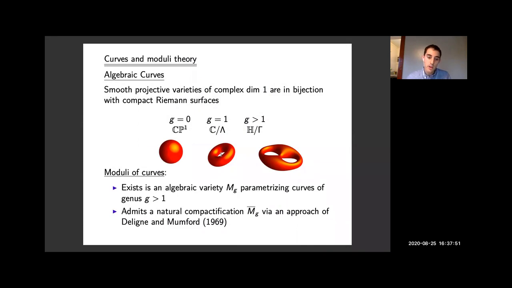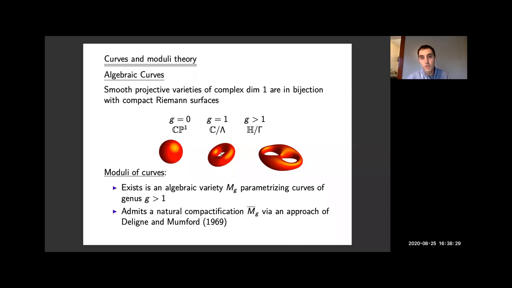If you think about one of these smooth projective varieties, they're essentially going to be the same as complex manifolds in projective space. And these objects, in the dimension 1 case, are in bijection with compact Riemann surfaces. If you have a Riemann surface, you can think about the underlying real manifold, and you can think about what its genus is. If you look at algebraic curves of genus 0, these are just going to be of the form CP^1, the projective line.